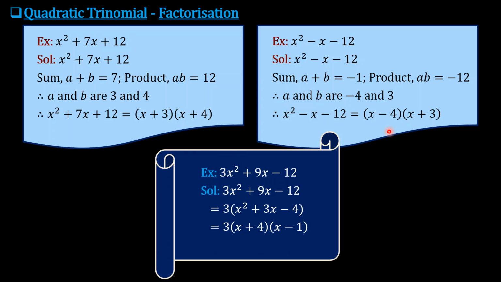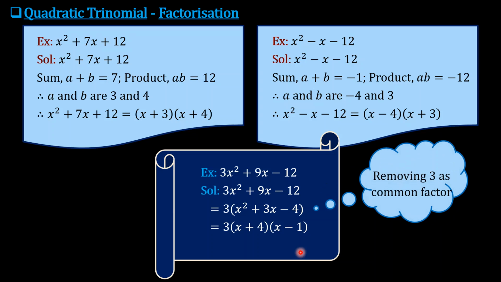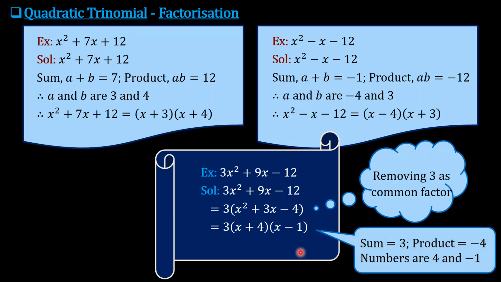Now 3x² + 9x − 12. In this case we can take 3 out as a common factor. So 3(x² + 3x − 4). Now we can see, removing 3 as a common factor, we have sum 3 and product −4. That's why the numbers are 4 and −1. So 3(x + 4)(x − 1). This is the factorized form.